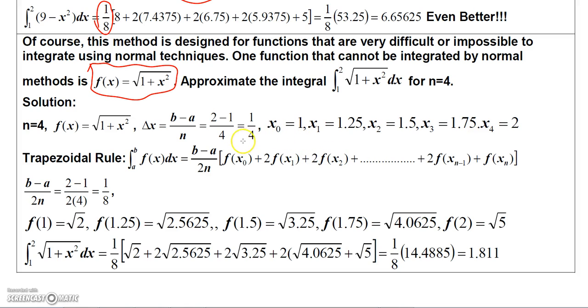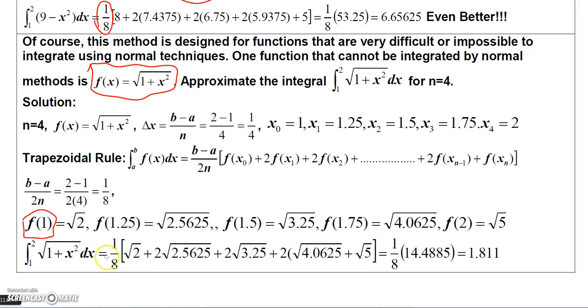And then what I would do is evaluate this function, square root of 1 plus x squared, at each of these numbers. Now, you can check my work, but I got f of 1 equals square root of 2. F of 1.25 is the square root of 2.5625. F of 1.5 is the square root of 3.25. F of 1.75 would be the square root of 4.0625. F of 2 would be square root of 5, and so forth.